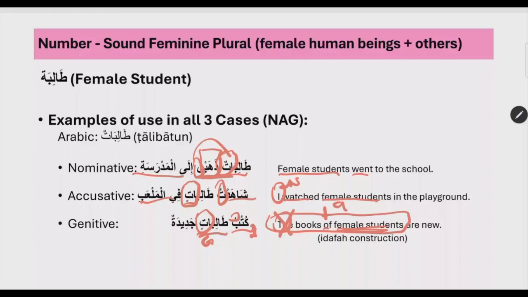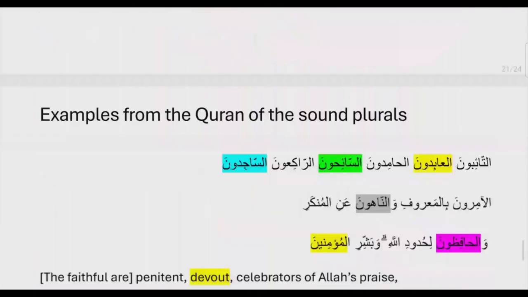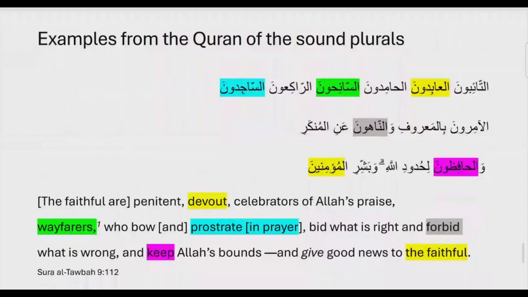Right, so this is the second use of the genitive. The first one we said is after a preposition, so fi, ila, ma, and then the following word will also be genitive in case. Okay, then we move on to examples from the Quran of sound plurals.